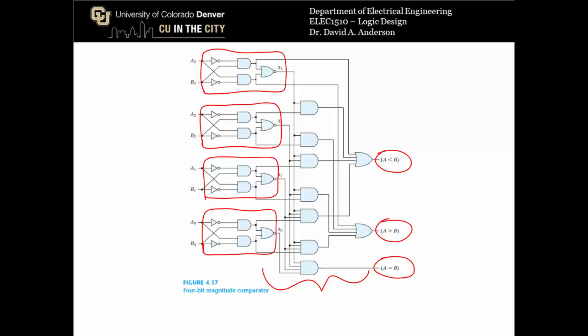This is an example of a combinational circuit where we had too many input possibilities to write out all of the truth table rows, and so we had to be a little bit more clever about how we designed the circuit using sub-blocks.